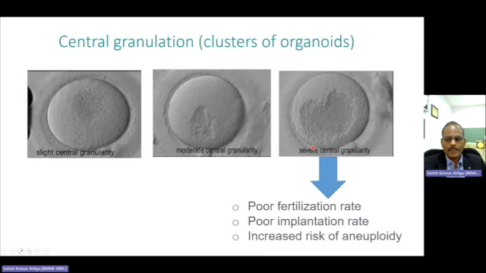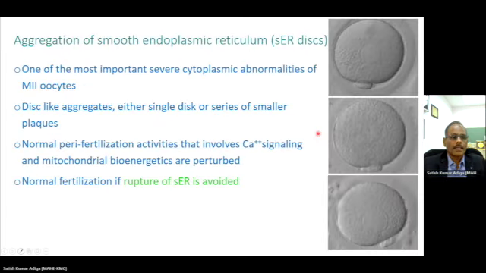In some oocytes, the granulation is localized to certain areas. As you see here in this picture, it's typical of organelle clustering, and such oocytes have a very poor fertilization rate. Embryos derived from such oocytes have a compromised implantation rate, and there is also a higher risk of aneuploidy in the embryos derived from the severe form of central granulation.